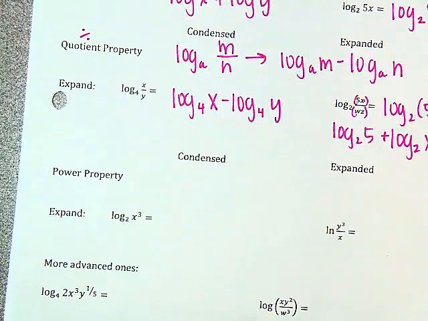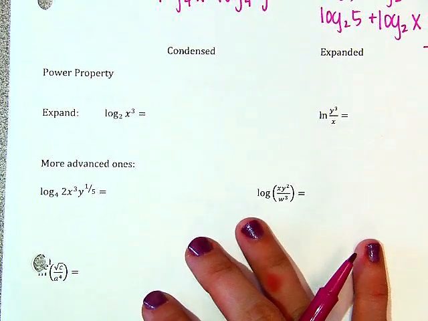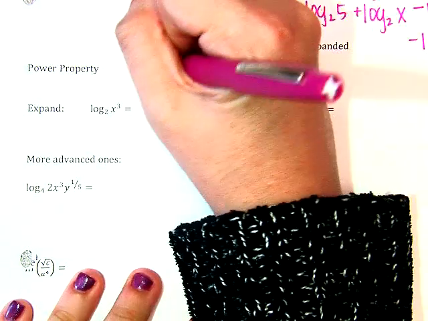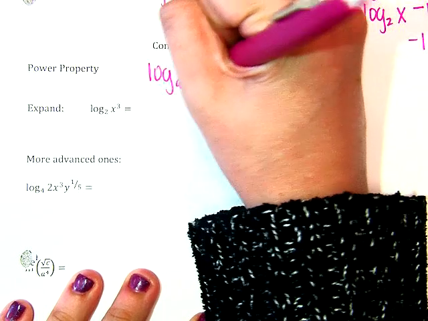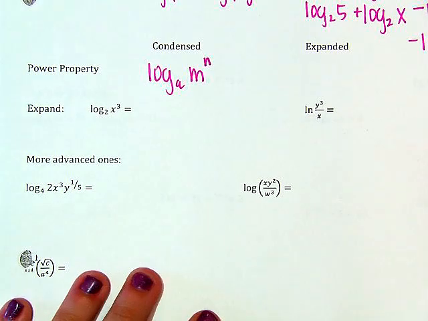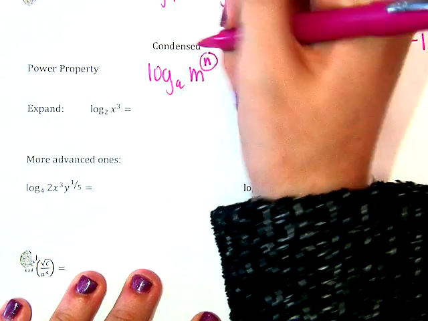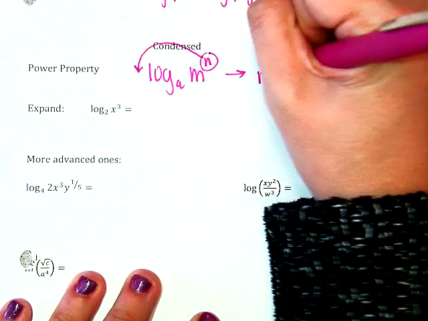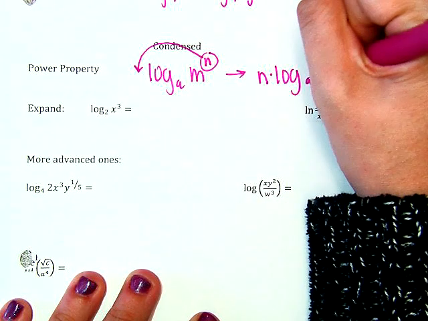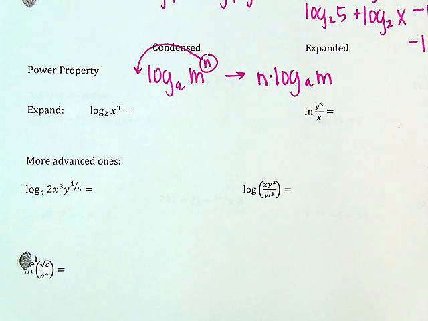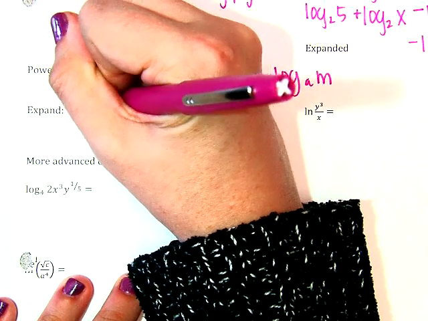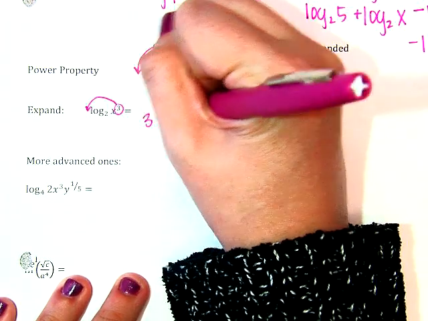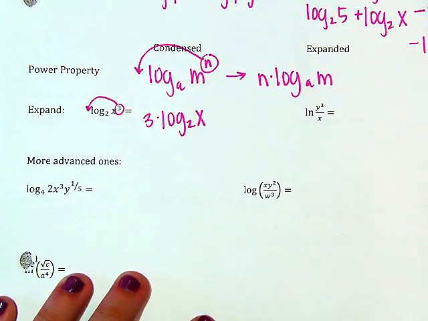I know it's weird. Next part is power rule. So power rule, if you have log base a of m to the power n, we take that n, we bring it down to the front, and it turns into n times log base a of m. Just multiply it onto the front of that log. So for the first one here, I got 3, bring it down to the front, so it'll be 3 times log base 2 of x.